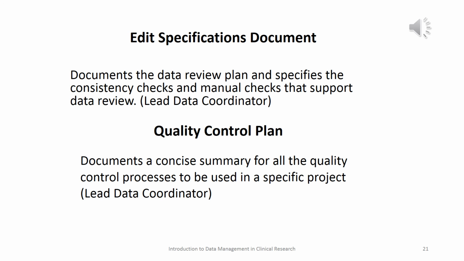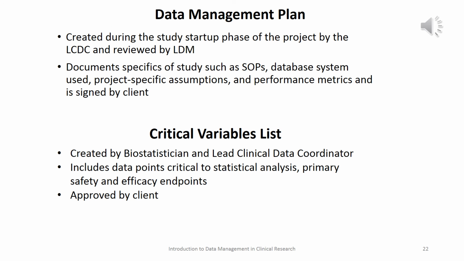The quality control plan is another element of our data management plan. It documents a concise summary of all quality control processes that we're going to use in our clinical trial. Our data management plan itself is usually going to be created at the startup phase, and will likely be created by a data coordinator or data associate, probably reviewed by our data manager.